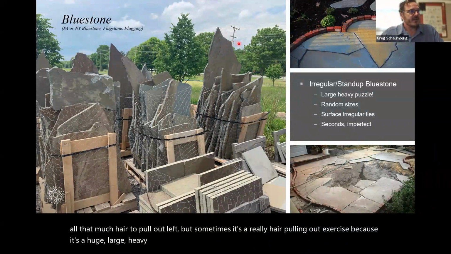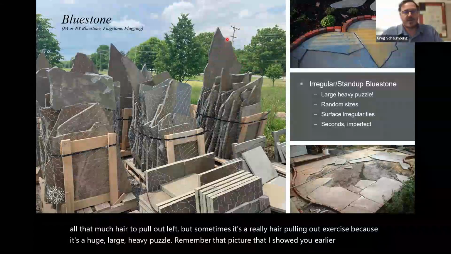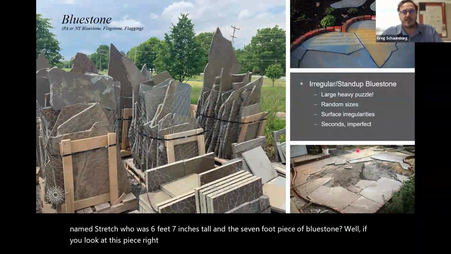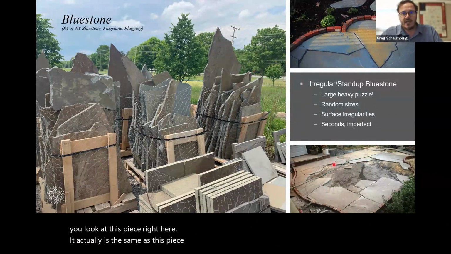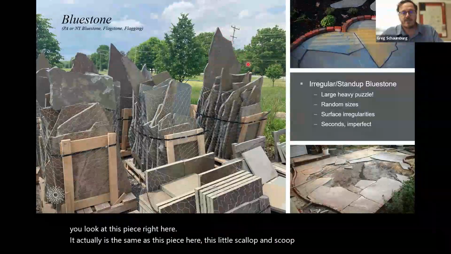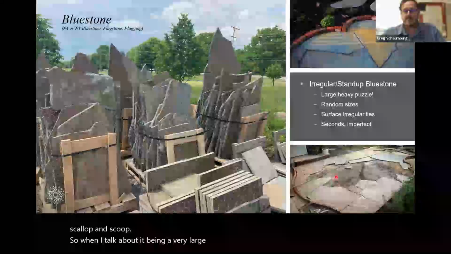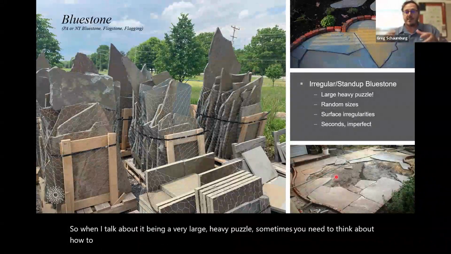You remember that picture that I showed you earlier with that guy named Stretch, who was 6 feet 7 inches tall, and the 7-foot piece of bluestone? Well, if you look at this piece right here, it actually is the same as this piece here. This little scallop and scoop is the same as this scallop and scoop. So when I talk about it being a very large, heavy puzzle, sometimes you need to think about how to put this gigantic puzzle together.